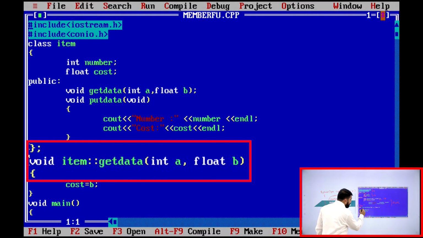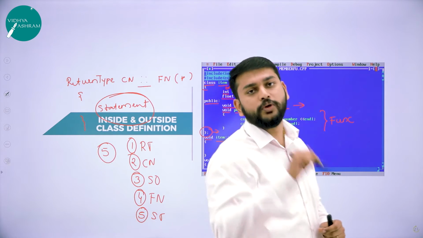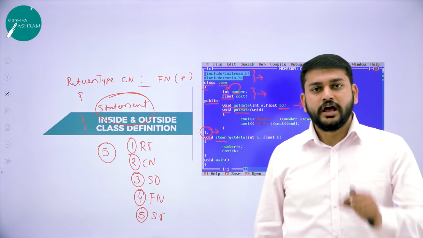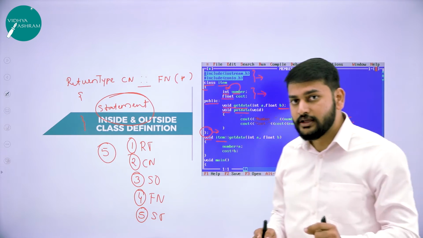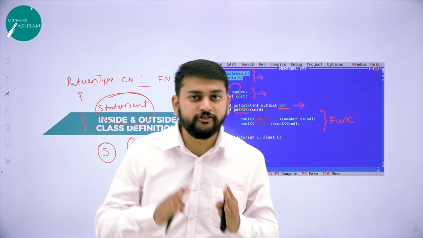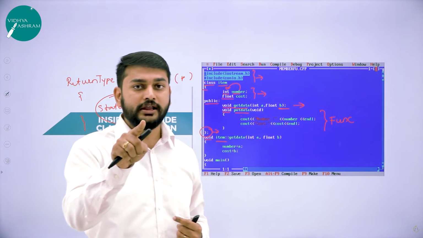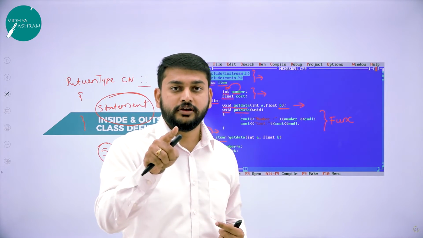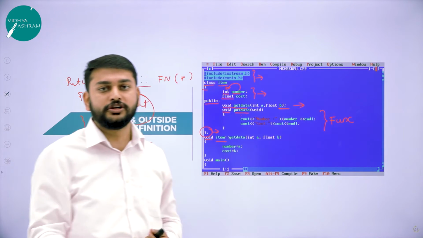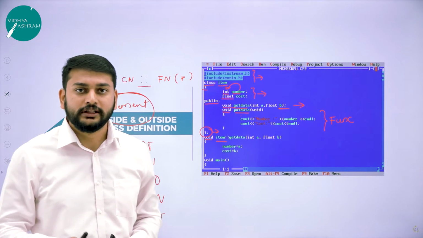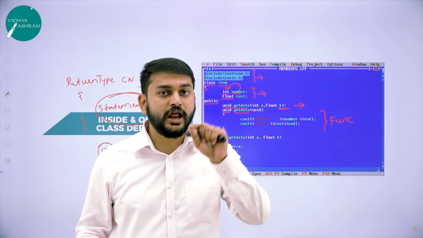After that, I am using the class name. Sir, why should I use the class name is my question now. My dear students, in a single program, I can have multiple classes. The compiler should not get confused about which function belongs to which class, or which function I am defining.